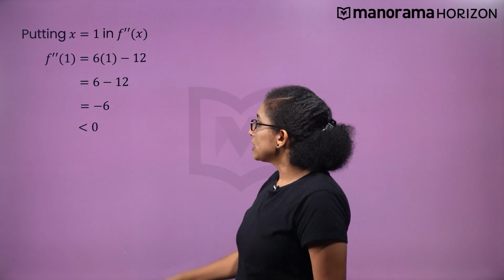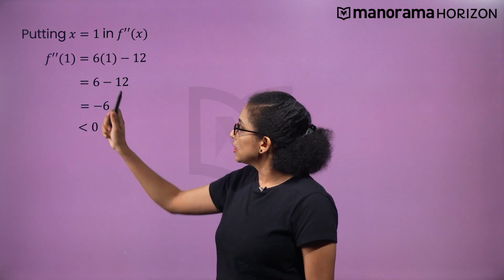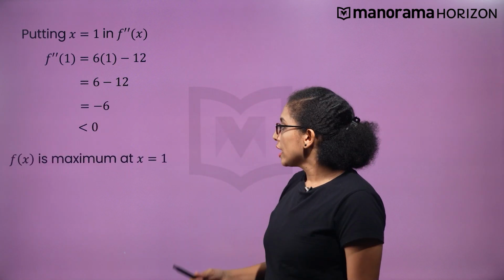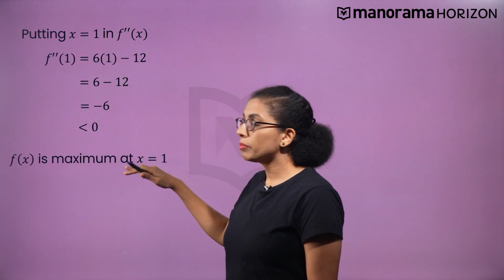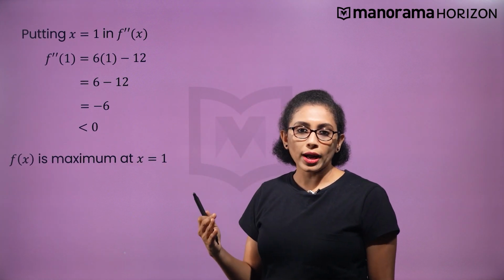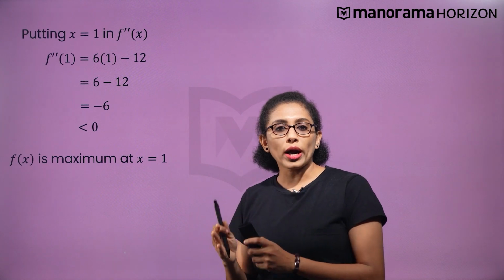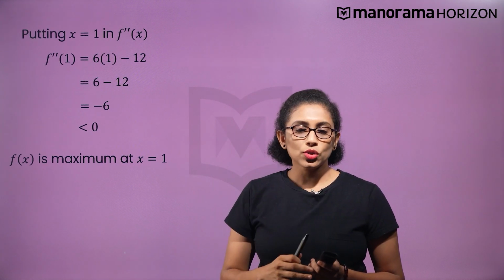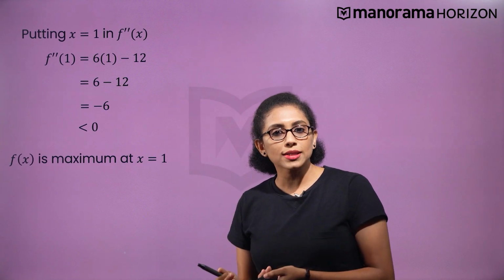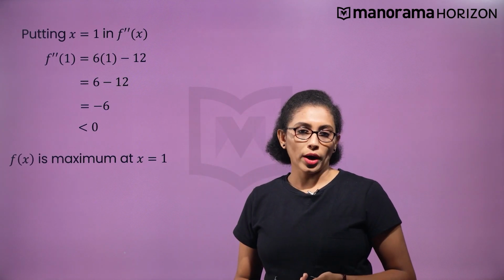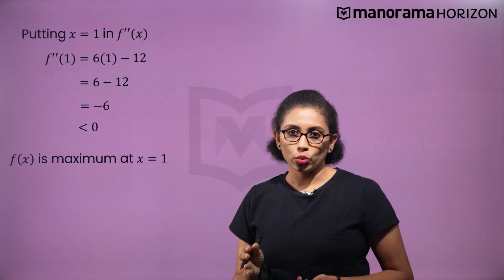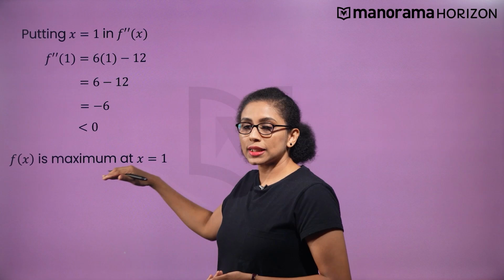So, the value is less than 0. That is, the second derivative value is less than 0. So, what does it represent? f of x is maximum at x is equal to 1. Why? Because at x is equal to 1, f dash of x switches from positive to negative. So, f of x has a local maximum value at x is equal to 1. Now, we need to find the local maximum value. We identify it as maximum at x is equal to 1.